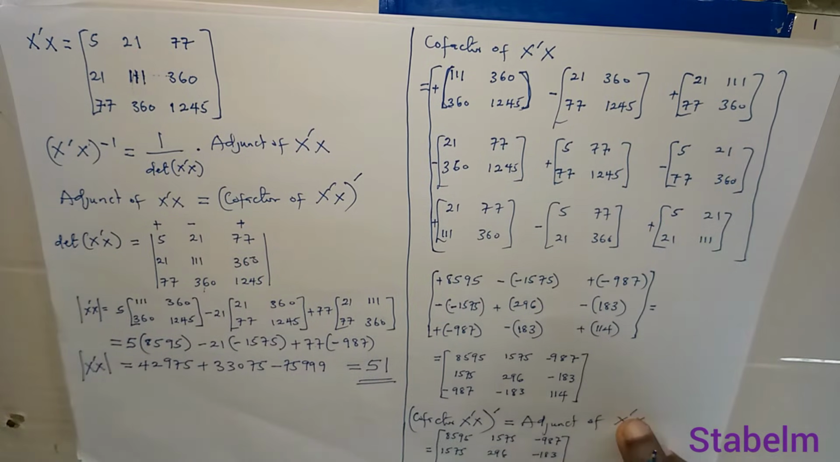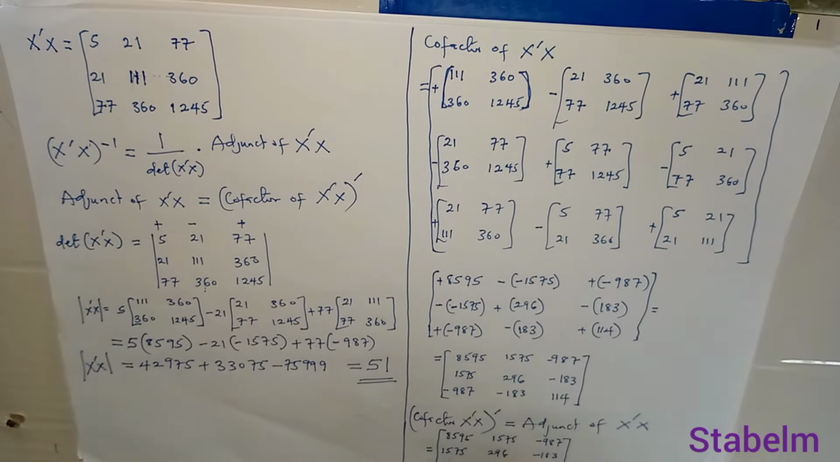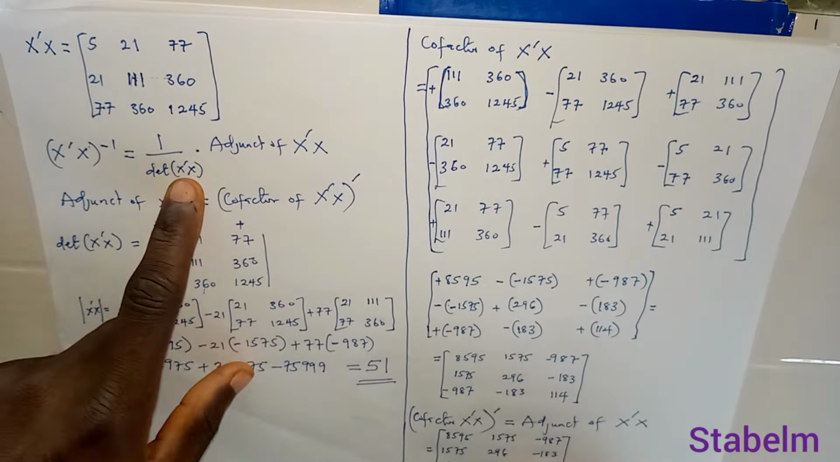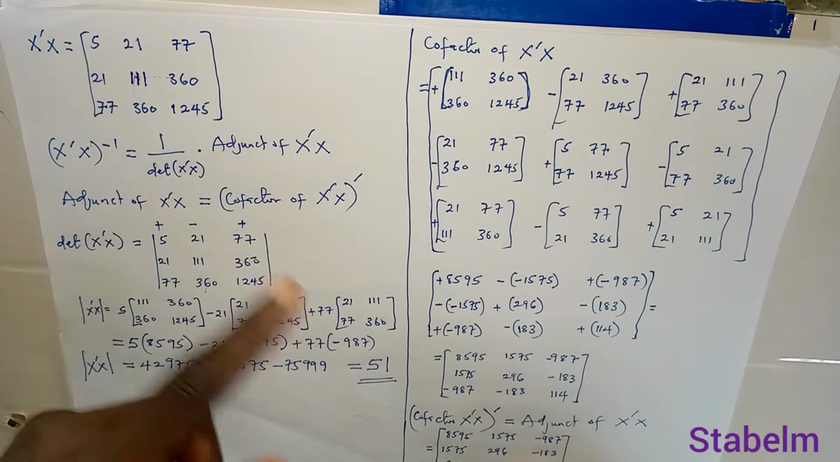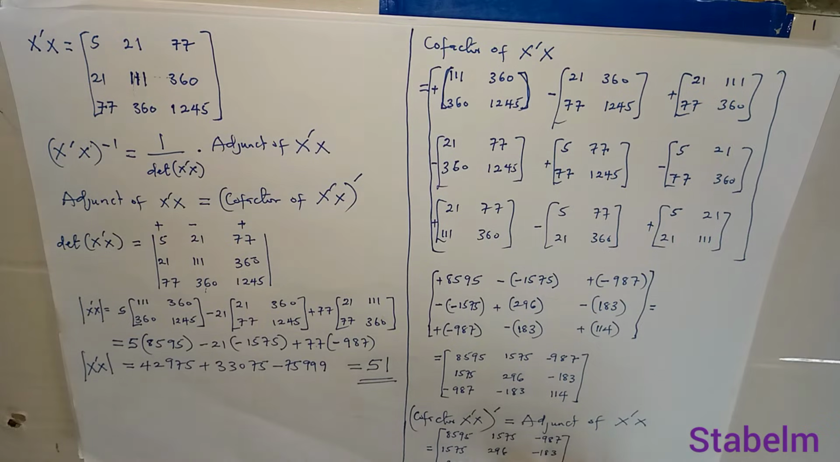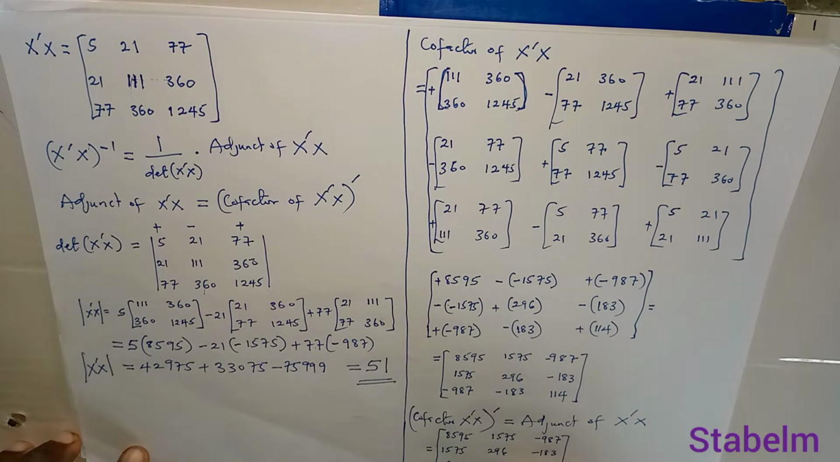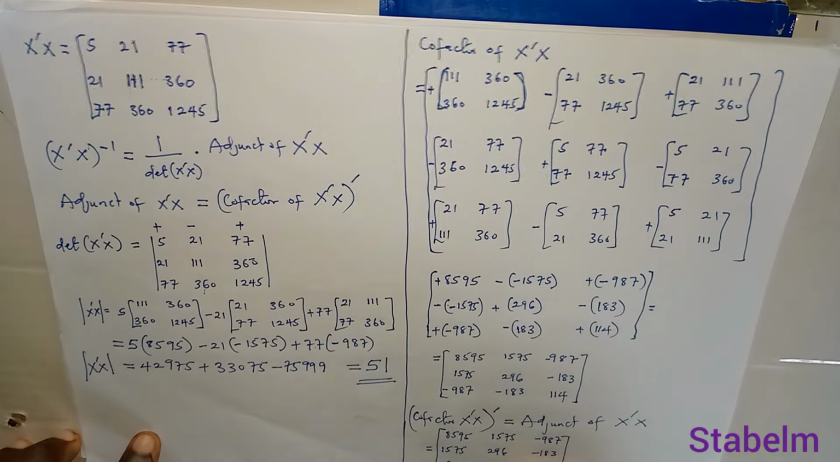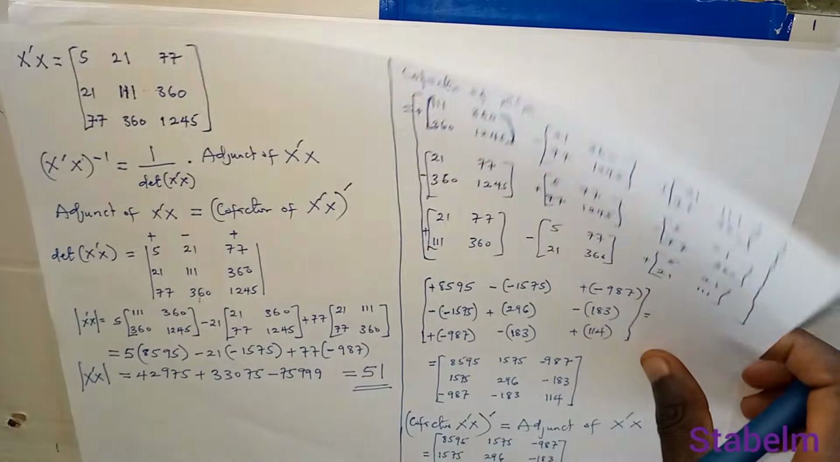So now the transpose of the cofactor of x prime x is the same thing, it will give us the adjunct of x prime x. So now we've gotten the adjunct of x prime x, which is this matrix, and the determinant of x prime x is already 51. So multiplying these two together is going to give us x prime x inverse. So guys, are you there? Let's move on.